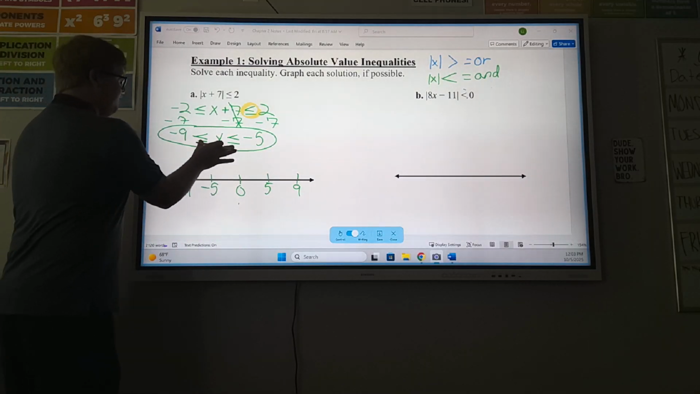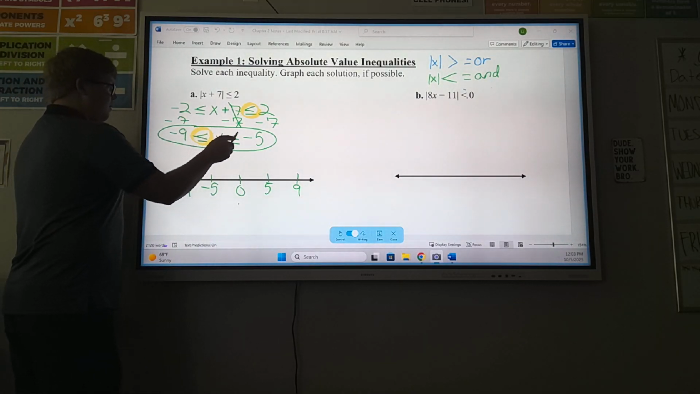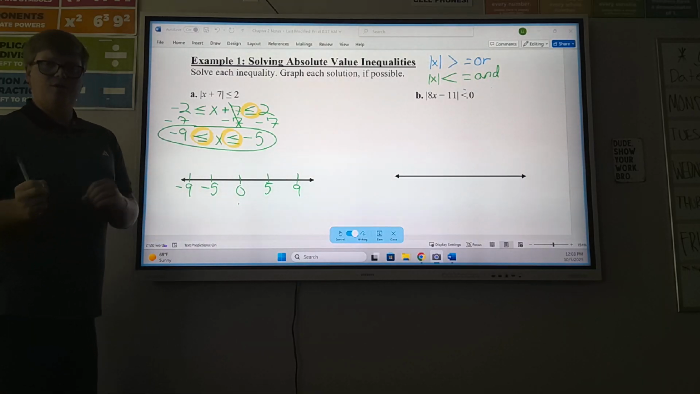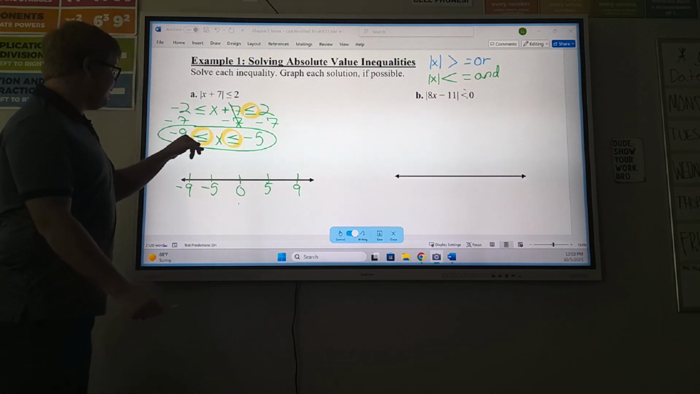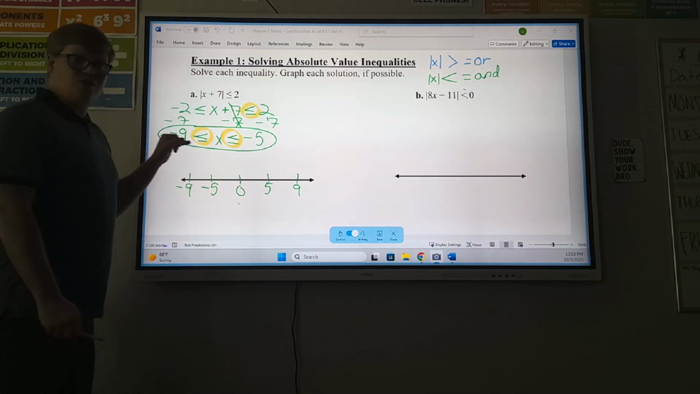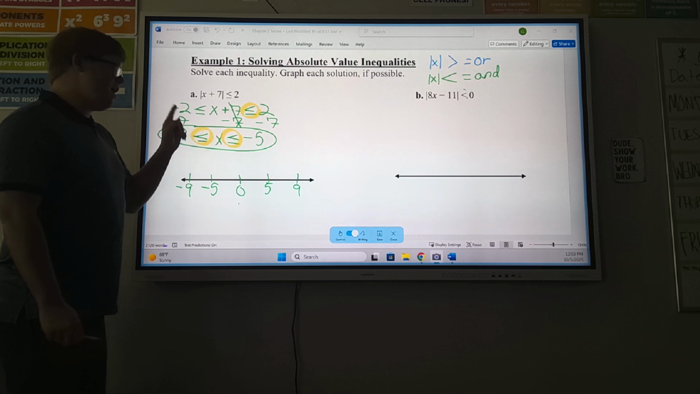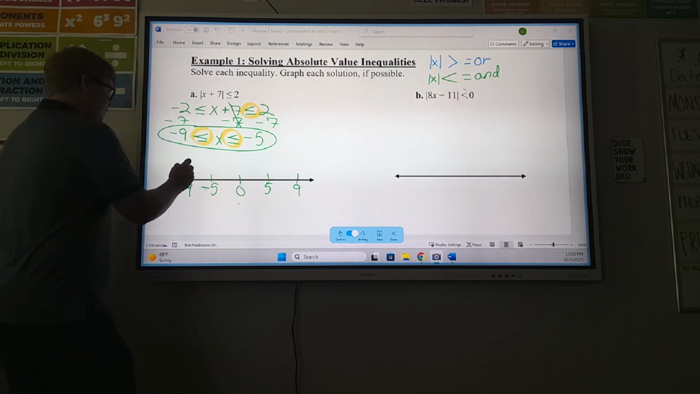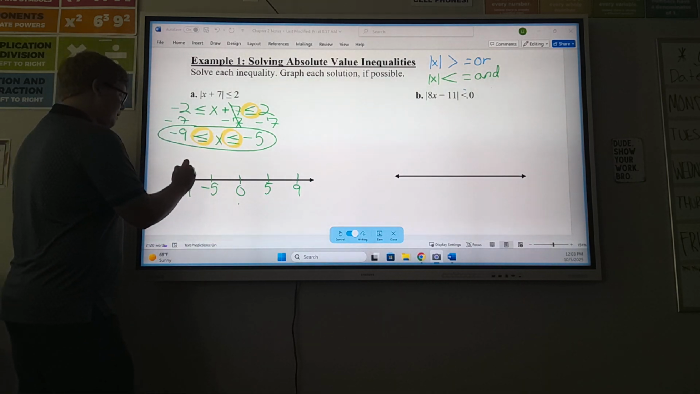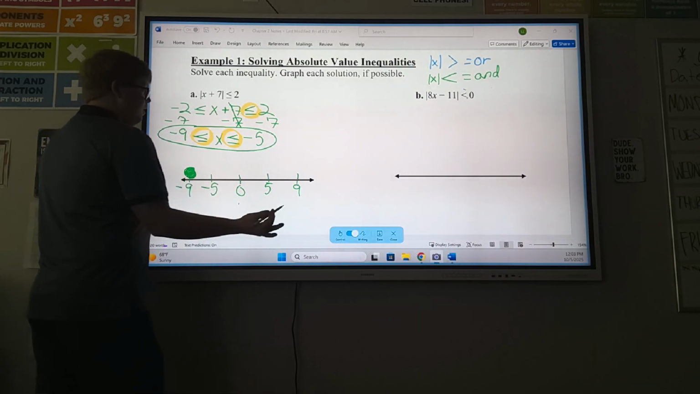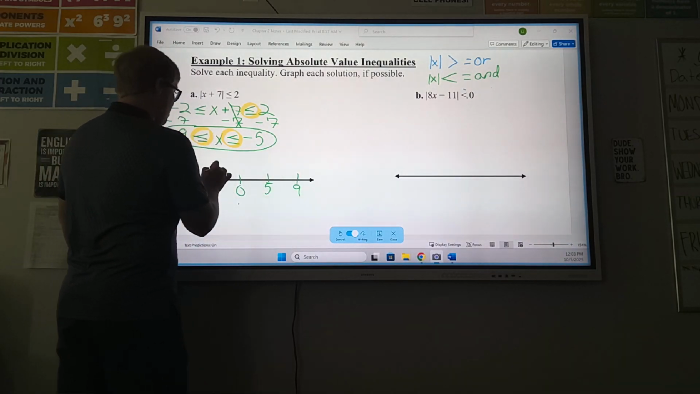So, these two inequalities tell us whether we have an open or a closed circle. We know that the line underneath tells us that our number is also included, which means we have to have a closed circle on both the negative 9 and the negative 5. So let's make it happen. We have a closed circle on the negative 9. We have a closed circle on the negative 5.